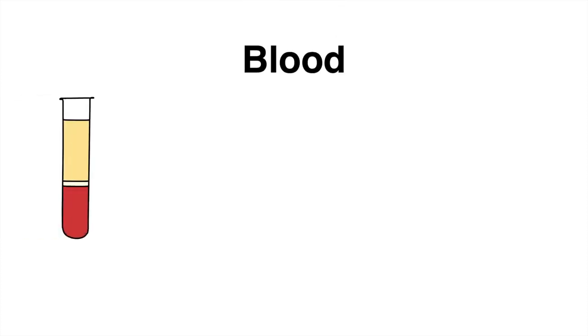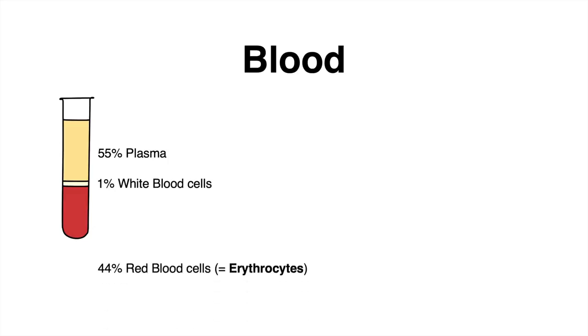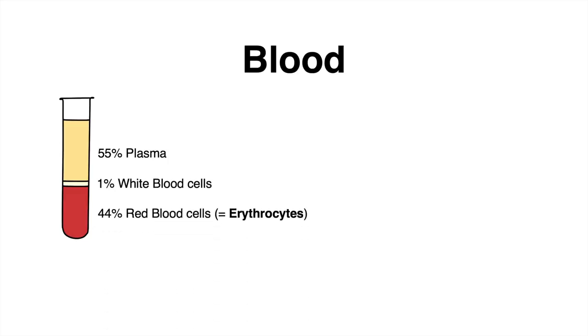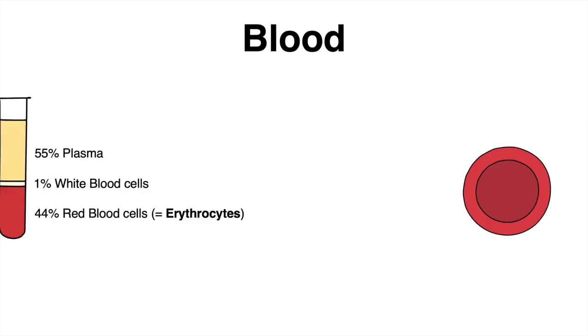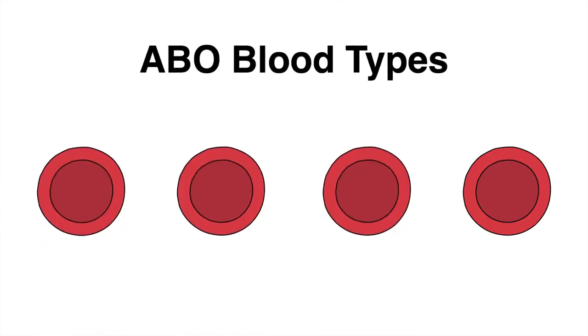Blood consists to 55% of plasma containing nutrients, salts, and proteins, including the antibodies. 1% are white blood cells, and about 44% of the blood are red blood cells, erythrocytes. These red blood cells can differ between individuals. In the ABO blood group system, we distinguish 4 types: A, B, AB, and O. They differ in membrane-bound glycolipids.